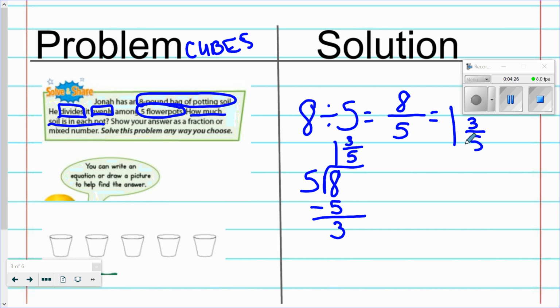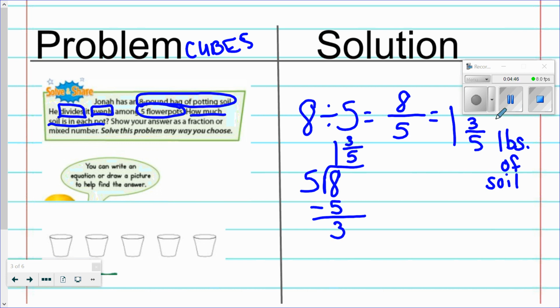When I look at this, I'm dividing this 8-pound bag into 5 flower pots. So that means I'm going to put 1 3/5 pounds, I can write that as lbs, of soil in each pot. Okay, and this is our answer.